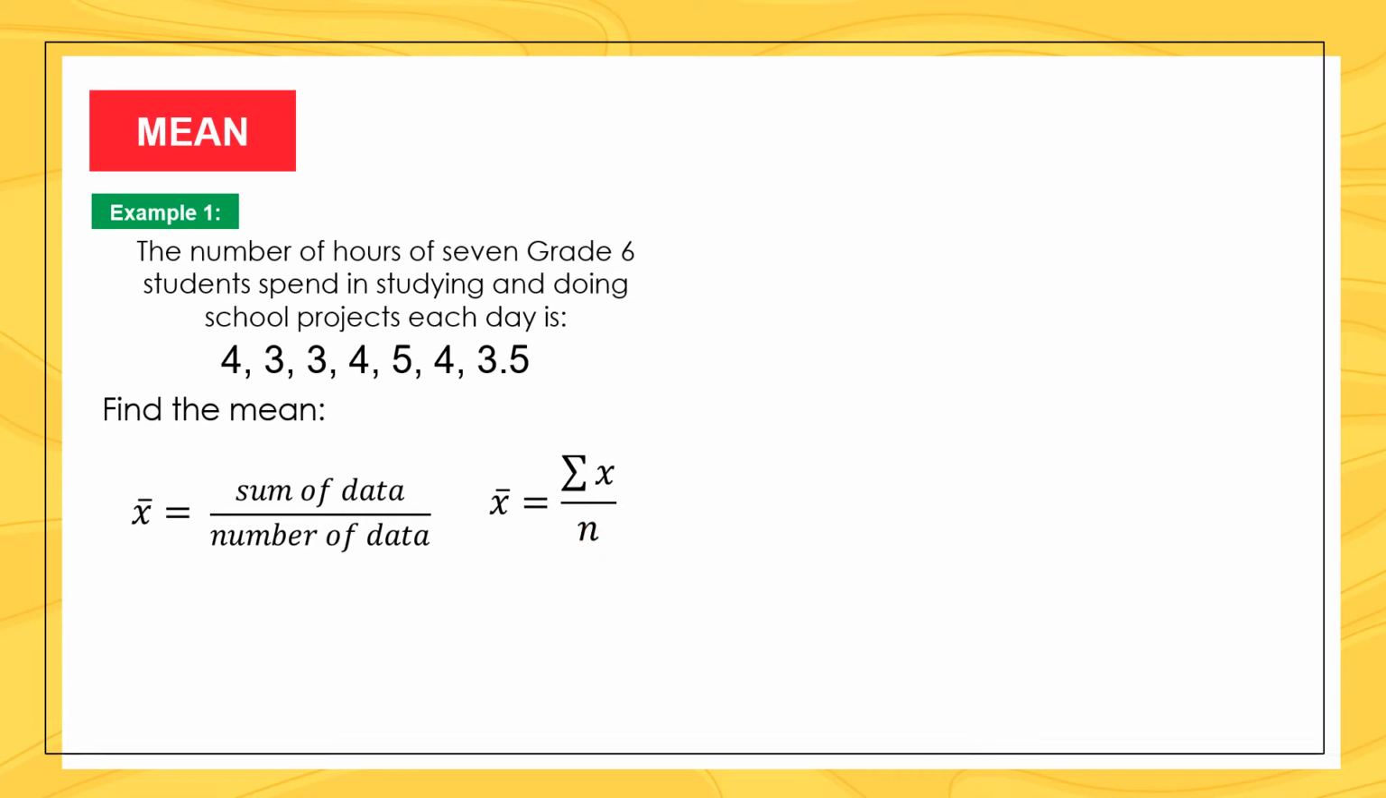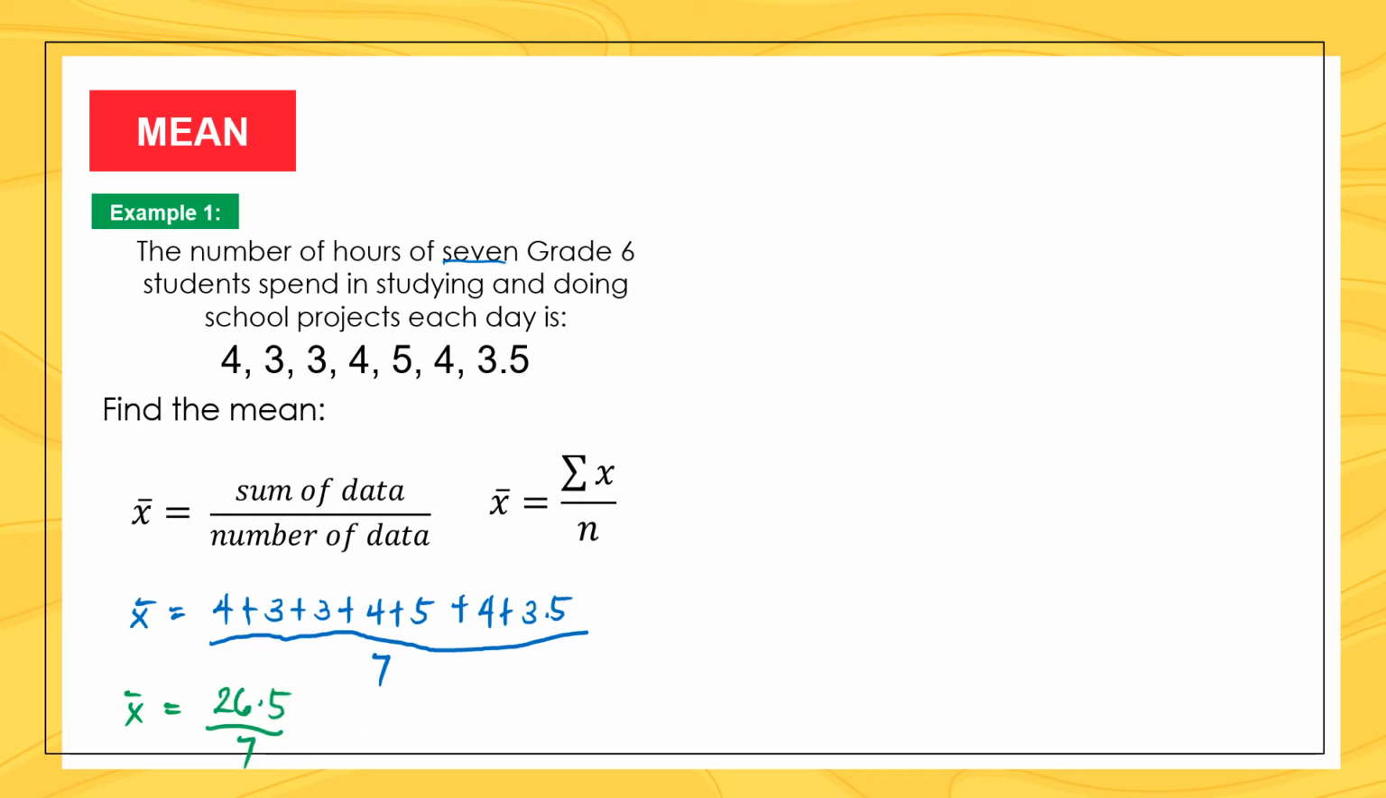So let's try to find the mean of this example. Mean is equal to, again, sum of data, so we need to add all the data: 4 plus 3 plus 3 plus 4 plus 5 plus 4 plus 3.5, all over how many data do we have? The number of data we have is 7. So over 7 is equal to, adding all this data here, we will obtain 26.5, all over 7.